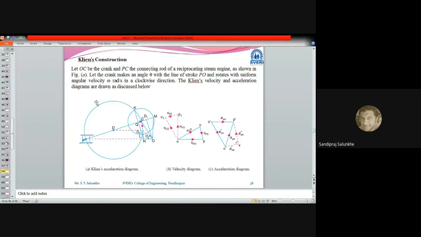Once again, good morning to all. Last lecture, what we have seen is the Coriolis component, and we have solved one problem related to that Coriolis component also. Also, we have discussed what are the points which are important from the MCQ point of view of that Coriolis component, right?